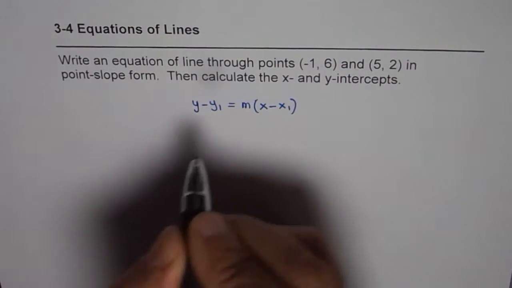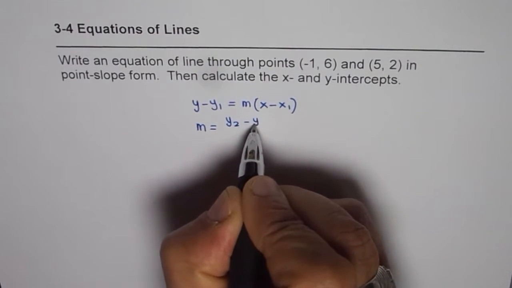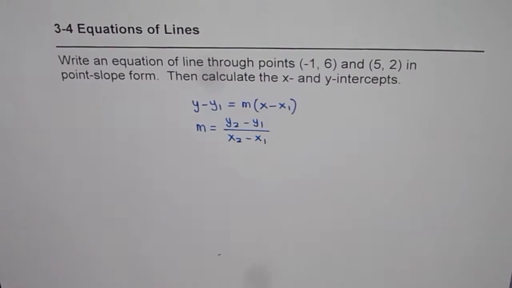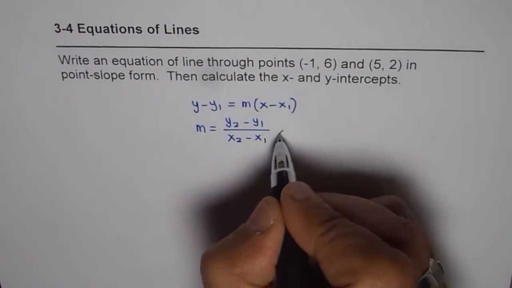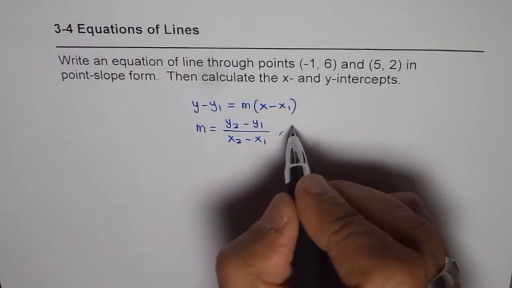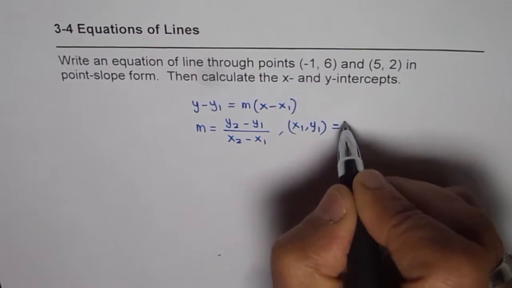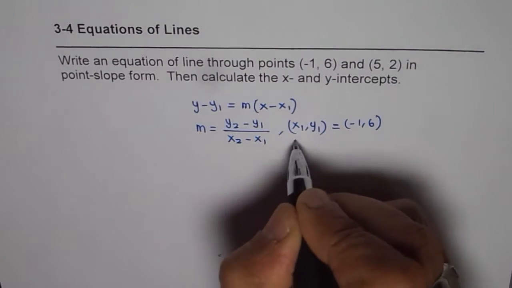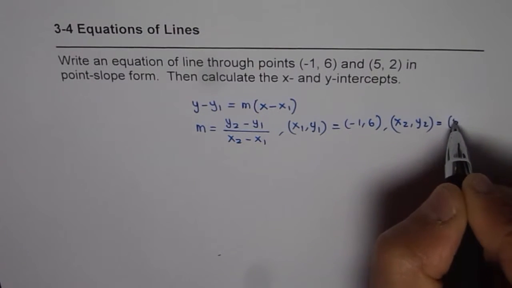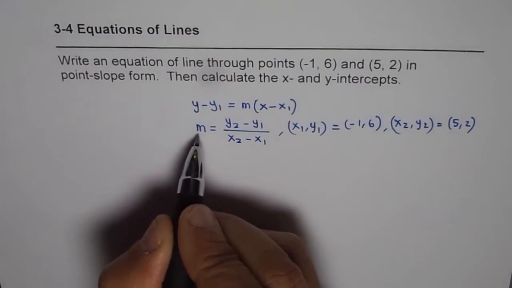Now the slope formula is, let me write it again, m equals y2 minus y1 divided by x2 minus x1. That is the slope formula. What we are given here are the 2 points. That means we are given x1, y1 and x2, y2. So x1, y1 is, let us say, (-1, 6) and x2, y2 is (5, 2), right? Using these values, we can find the slope.